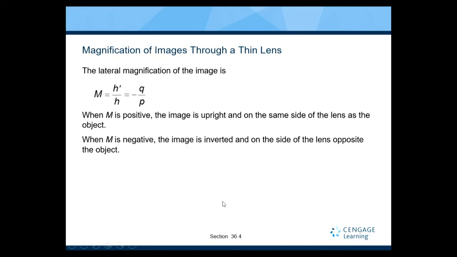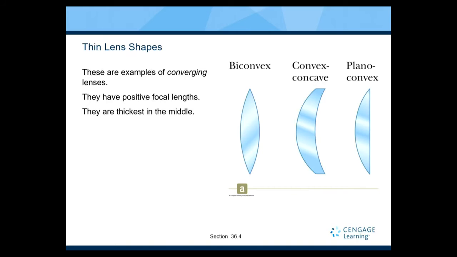Then I still have the same magnification. We've seen this magnification equation before. It's going to look the same. If I get a negative, it's going to be inverted. So I have different shapes.